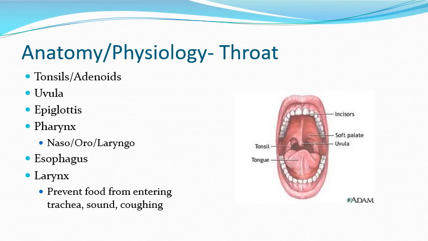Here is a picture of the upper portion of the mouth, so you can see some of the structures we talked about. As I said, there's a good picture in your book that really shows you how to differentiate between the different parts of the pharynx, and you can also see some of those other structures and how they're involved with the throat and the mouth.